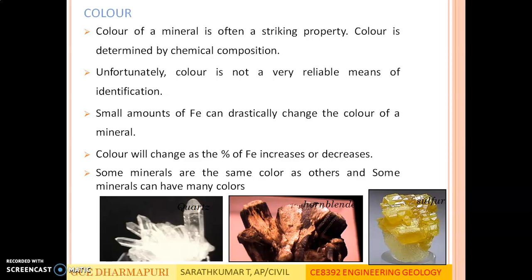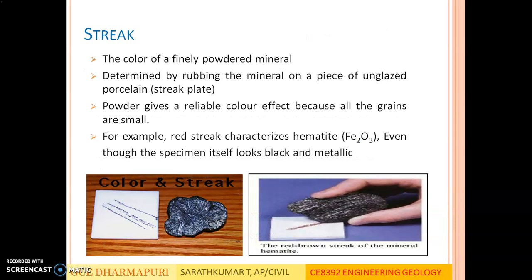Some minerals are the same color as others, and some minerals can have many colors also. So, a variety of minerals can have the same color, and also a single mineral can be of many colors based upon the impurities. So, color, some minerals you can identify, but it is not a very diagnostic property to identify a mineral. Streak, the color of a finely powdered mineral.